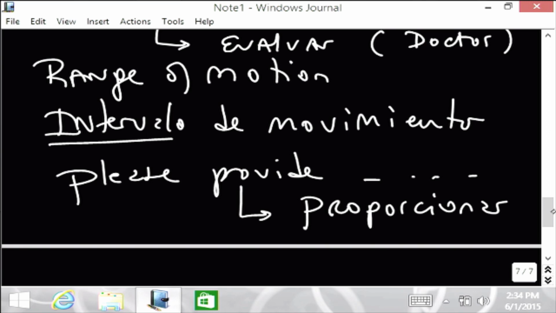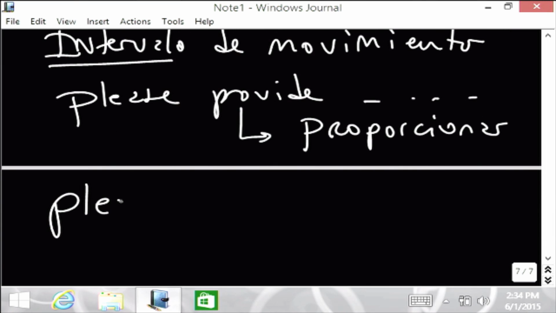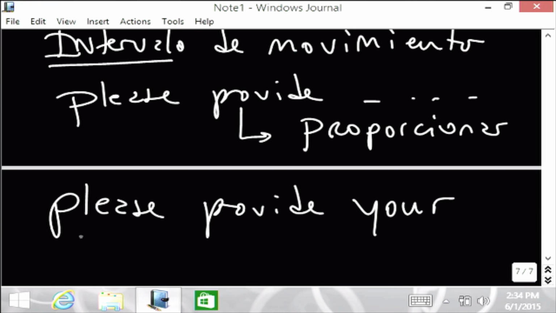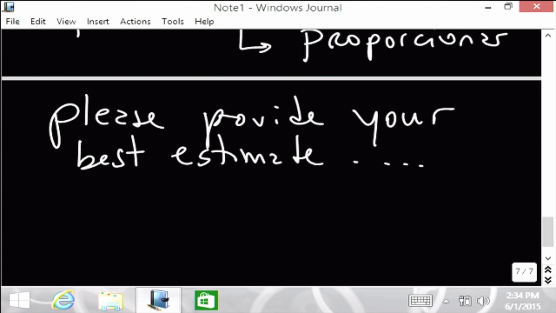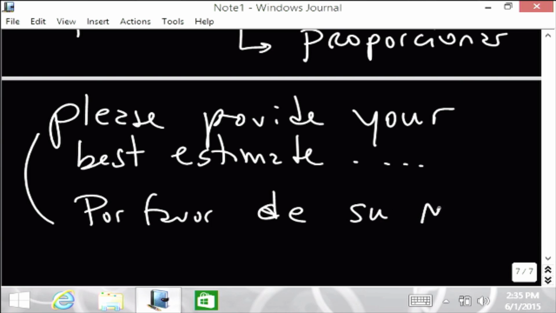Now, sometimes they say something like this, please provide your best estimate, particularly when talking about pain. If you provide an estimate, a guess, something that is more like what you think is right, we usually say, por favor, dé su mejor, and dar is the option.